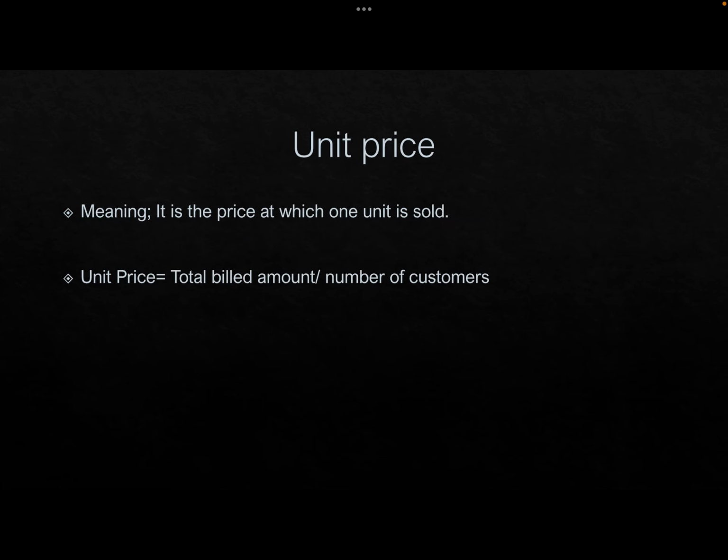In case of multiple products, how do we come to know what is the unit price? Whatever is your total billed amount, divide it by the number of customers. Let's say my today's total billed amount is 10,000 rupees, and today 20 customers visited my store. So what is the unit price? 10,000 upon 20, which comes out to be 500. So it means from each customer I have earned 500 rupees. Got it?